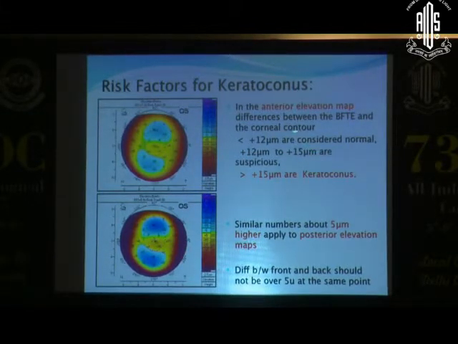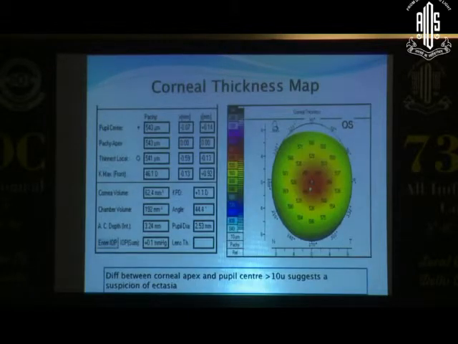So using the toric ellipsoid as a reference surface, they did studies and found that in the anterior elevation map, values of more than 15 are definitely suspicious of keratoconus. And in the posterior float, similar numbers 5 microns higher, around 20, are again indicative of an ectasia. The difference between back and front of more than 5 is again significant. So we need not actually remember these values because as time moved forward, more software was developed, and now we have the Berlin-Ambrosio display, which helps in better analysis of probable cases of ectasia.